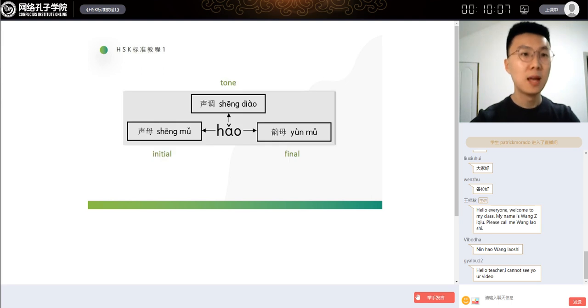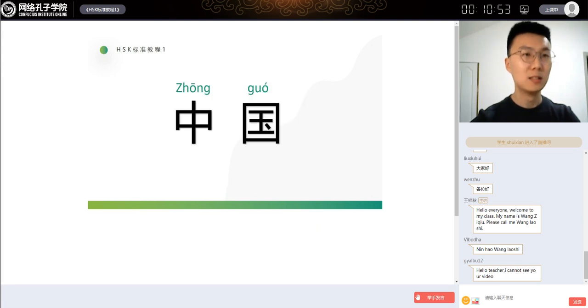Let's look at this. Pinyin consists of three parts. This part is 声母, initial. This part is 韵母, the final. And this one is 声调, tone. 拼音 consists of three parts: 声母, initial; 韵母, final; and 声调, tone.